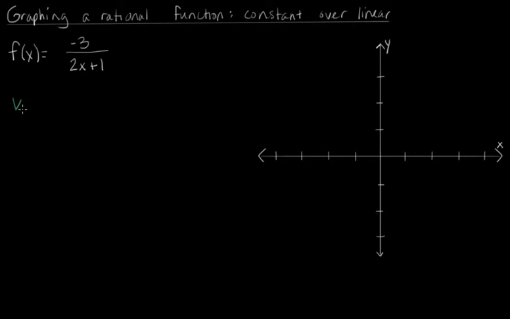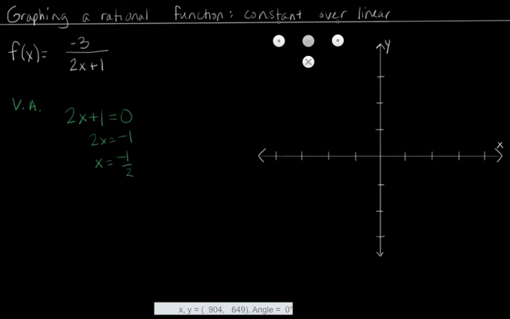So let's start with the vertical asymptotes. The vertical asymptotes are when the denominator equals 0. So we're going to go ahead and say 2x plus 1 equals 0. So 2x equals -1, so x equals -1/2. That means that when x equals -1/2, we are going to have a vertical asymptote.